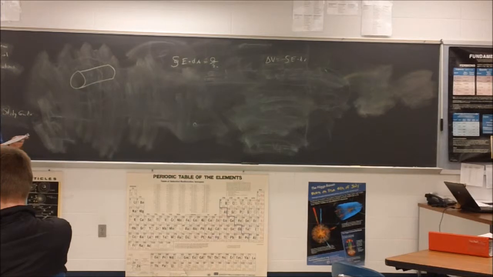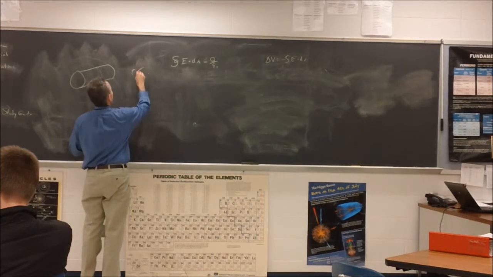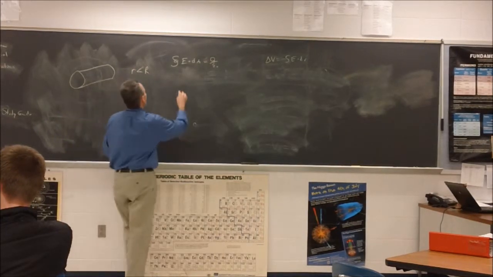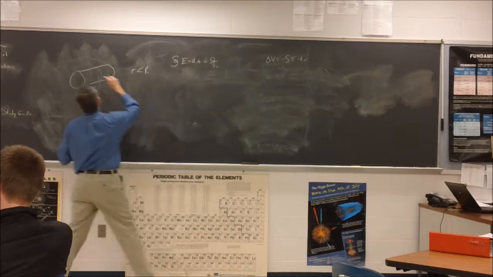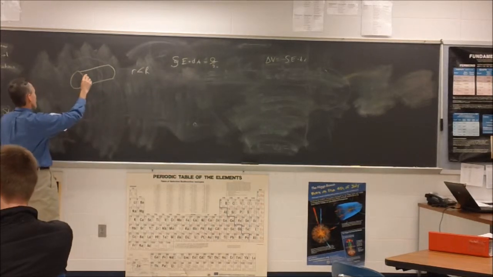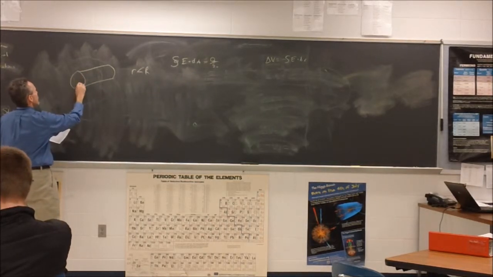Okay, so I have this cylinder of charge. It's kind of a shell. And so I'm looking at r is less than big R. So the E field, if I make my Gaussian, it's going to be in here. So here's my Gaussian.